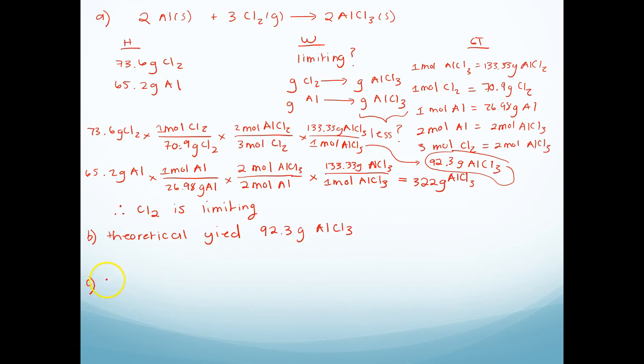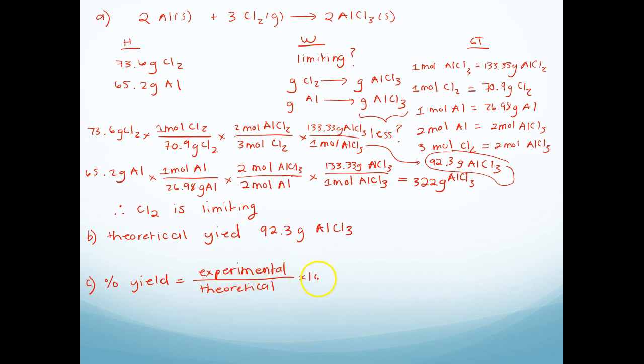So we want to calculate a percent yield, assuming that when we went into the lab, we actually made 82.6 grams of aluminum chloride. So the percent yield will be the experimental value. So always experimental on top. And we'll divide that by the theoretical, how much we should make.